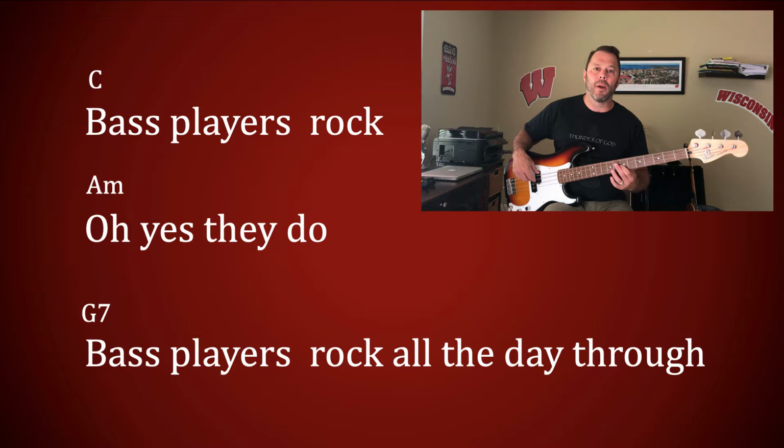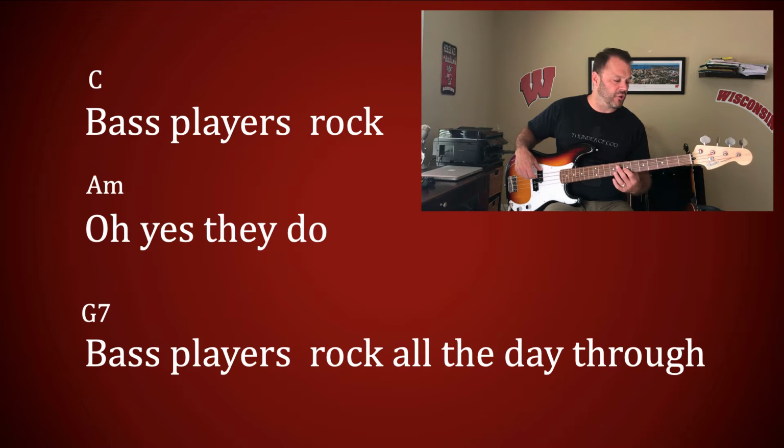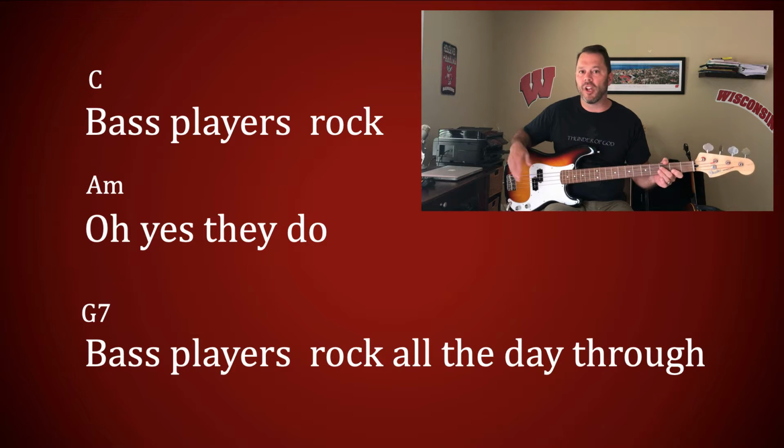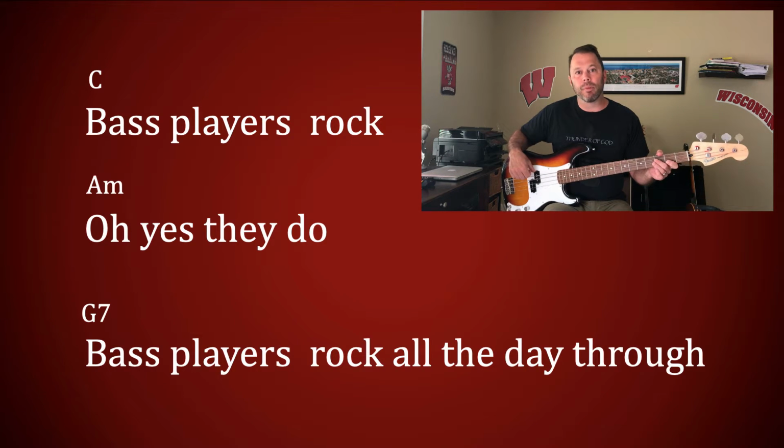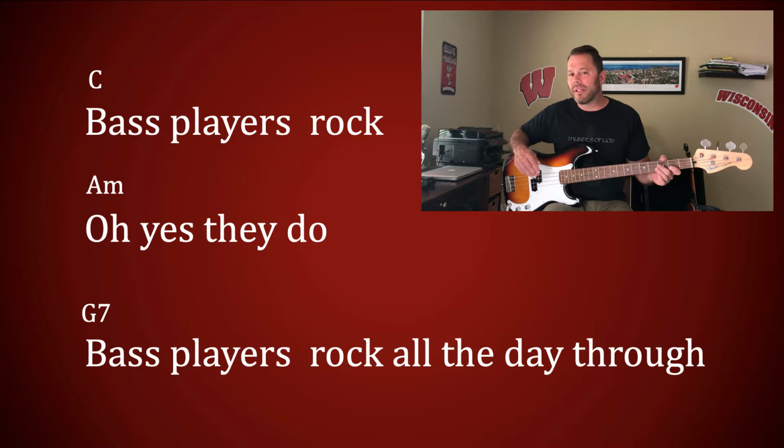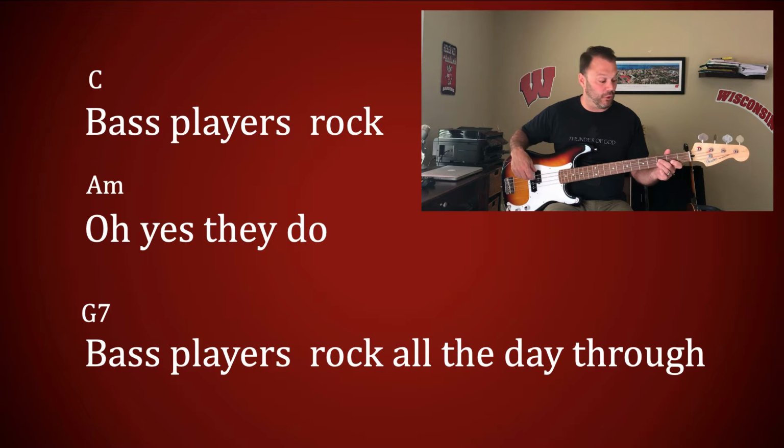So let's play one time through the progression. I'm going to play it 2 different ways. I'm going to play it with just root notes, and then I'm going to play it with maybe adding just a tiny bit of color. Because the absolute positive thing you do not want to do as a bass player is overplay. And we're going to talk a lot about that in the next lesson. But we're going to do 2 bars of C, 2 bars of A minor, and 2 bars of G7.